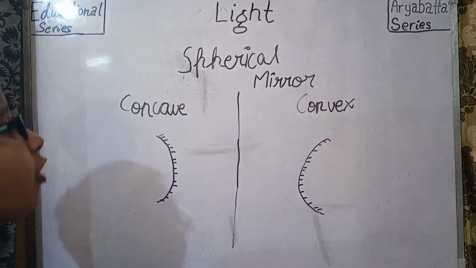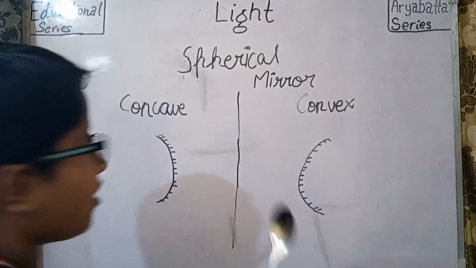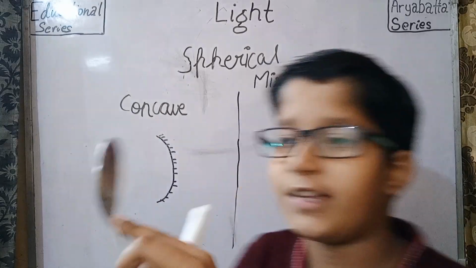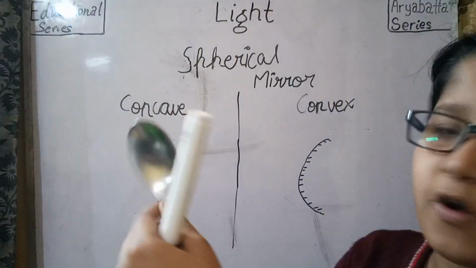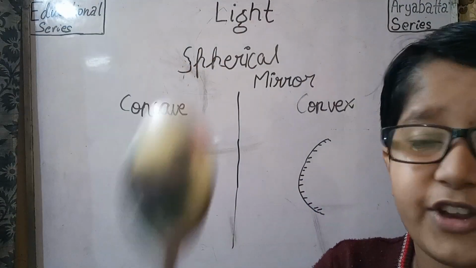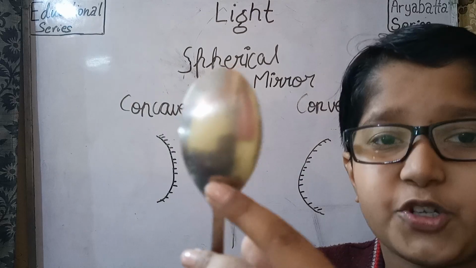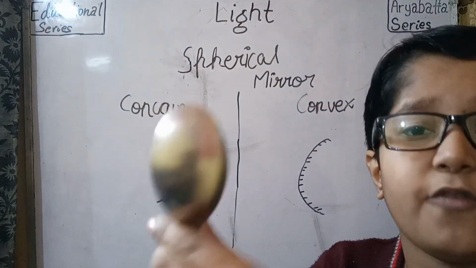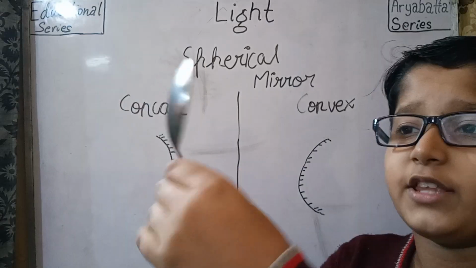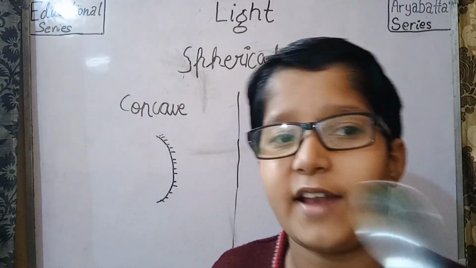An example of convex and concave mirrors is a spoon. If you see it from here, it's bent inwards and you can see a reflection somewhat like a concave mirror, while another part of it is bent outwards and shows a reflection. It's an example of a convex mirror. Here you can see a reflection on both sides. So it's an example of concave and convex mirrors.